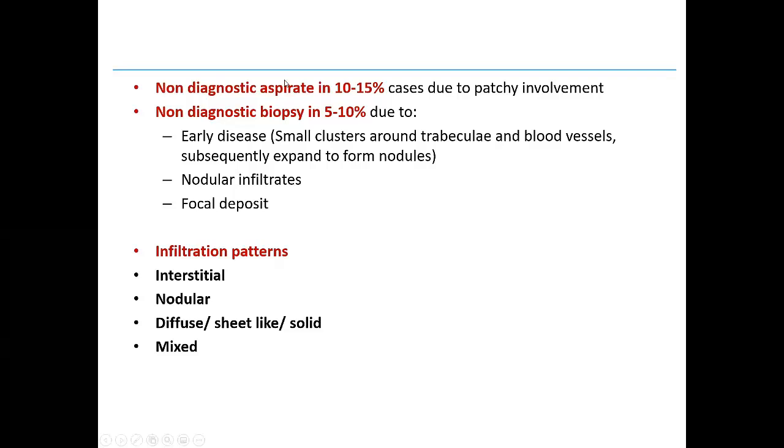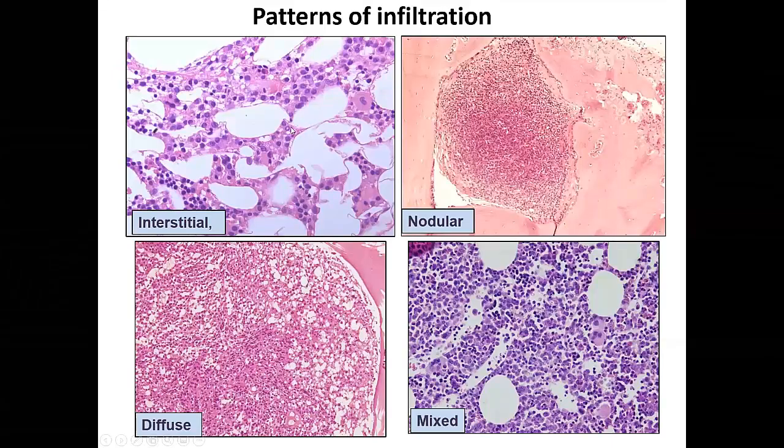Then we have the infiltration patterns. Is it interstitial? Is it nodular? Is it diffuse, sheet-like, solid, or mixed? Let's see. See, this is interstitial. Where are you finding these plasma cells? These are interstitial, in between the other hemopoietic cells of the marrow. Megakaryocytes, some dark staining erythroid precursors, and in between you will find these creeping plasma cells. Here these are erythroid precursors. So it is interstitial. Then there may be nodules, as you can see here, a nodular deposit of multiple myeloma.